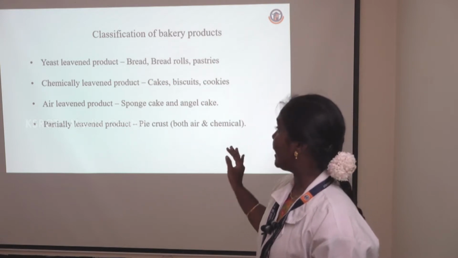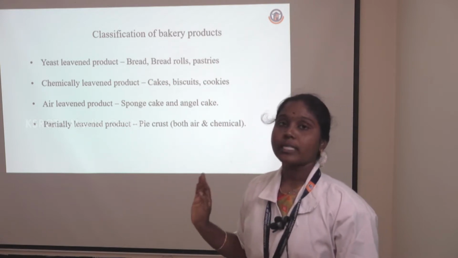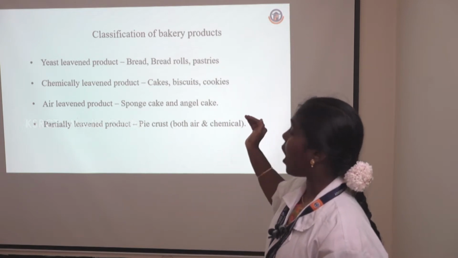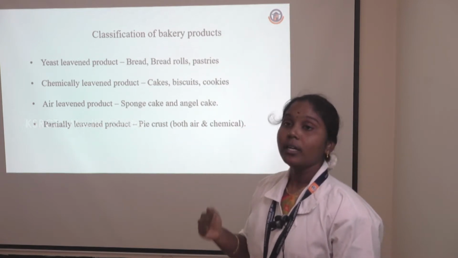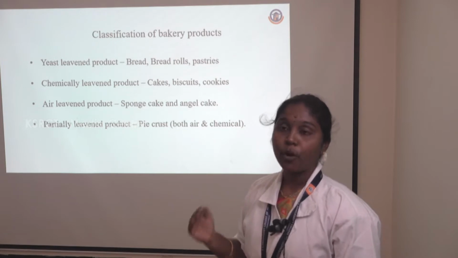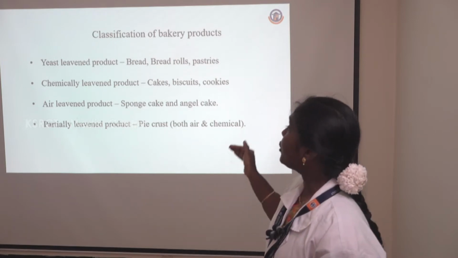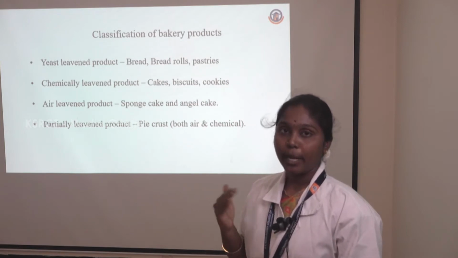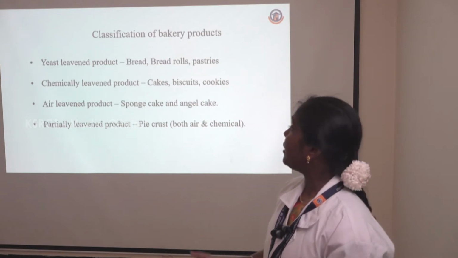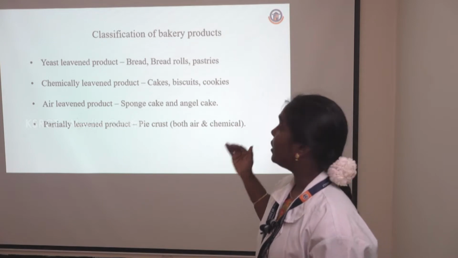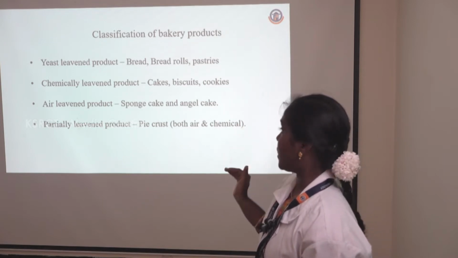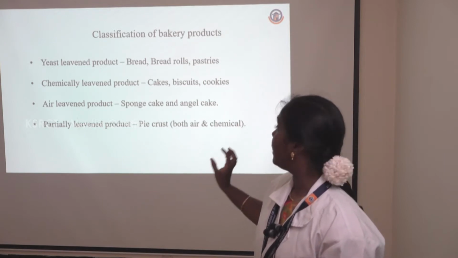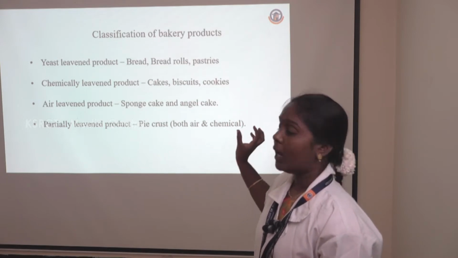Coming to the air leavened product. In the previous two, the CO2 component is naturally synthesized for the leavening purpose. But in the air leavened product, we are creating the CO2 component in a mechanical way, by whipping, for the leavening process. The best examples are sponge cake and angel cake.